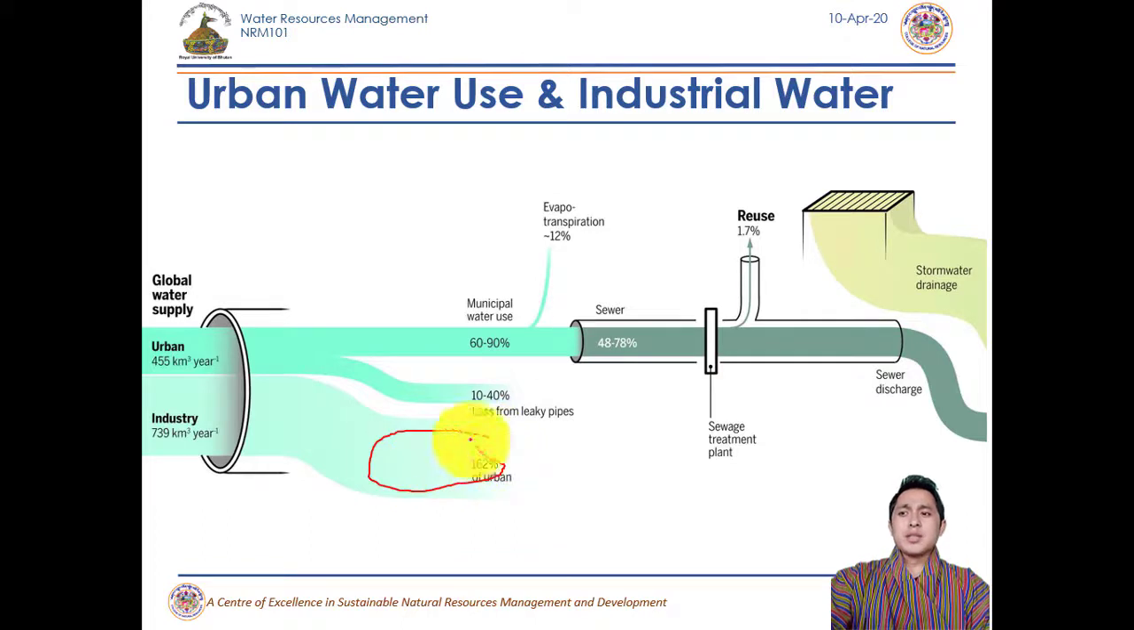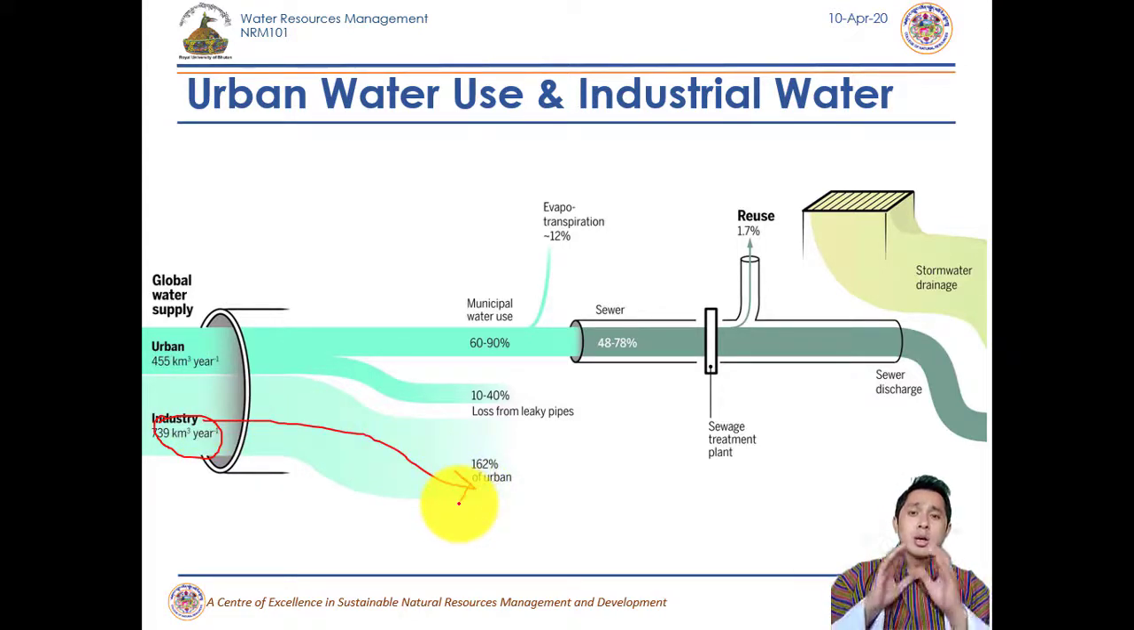If you look at industrial, 455 is for urban and 739 is for industrial. If you compare industrial water use to urban, it is around 162% more than urban. So a huge amount of water is being taken for industrial purposes.